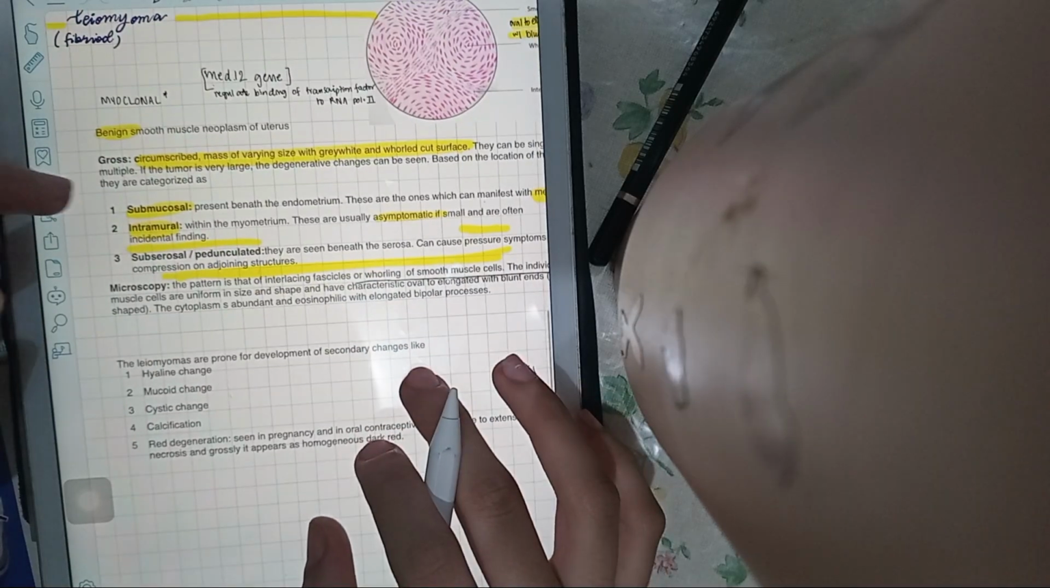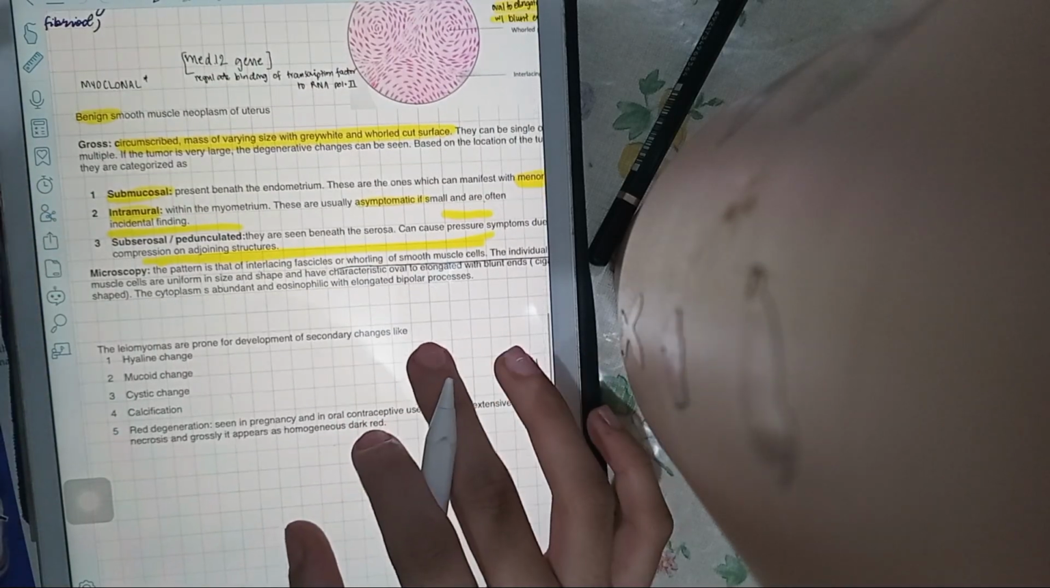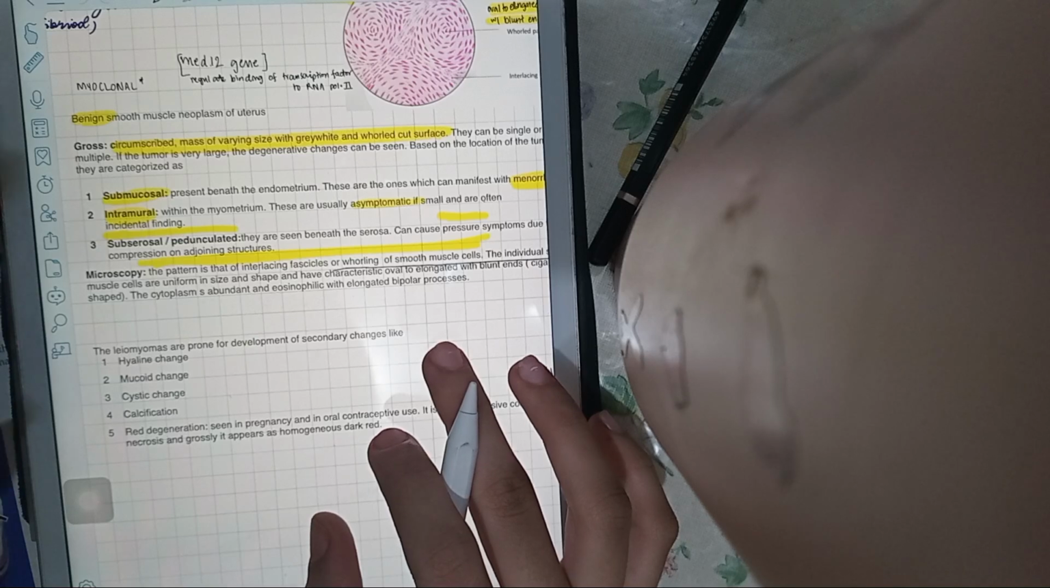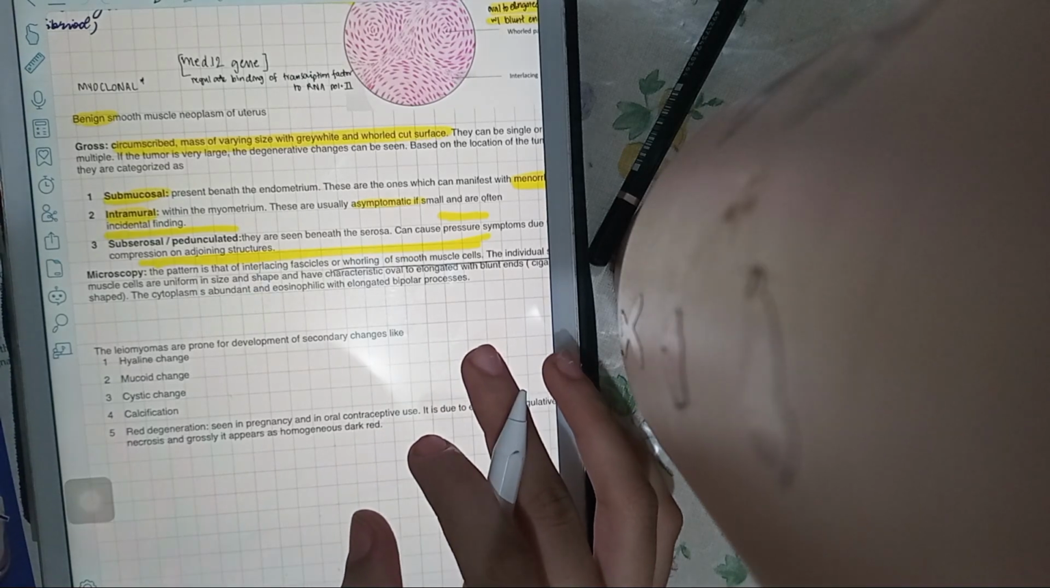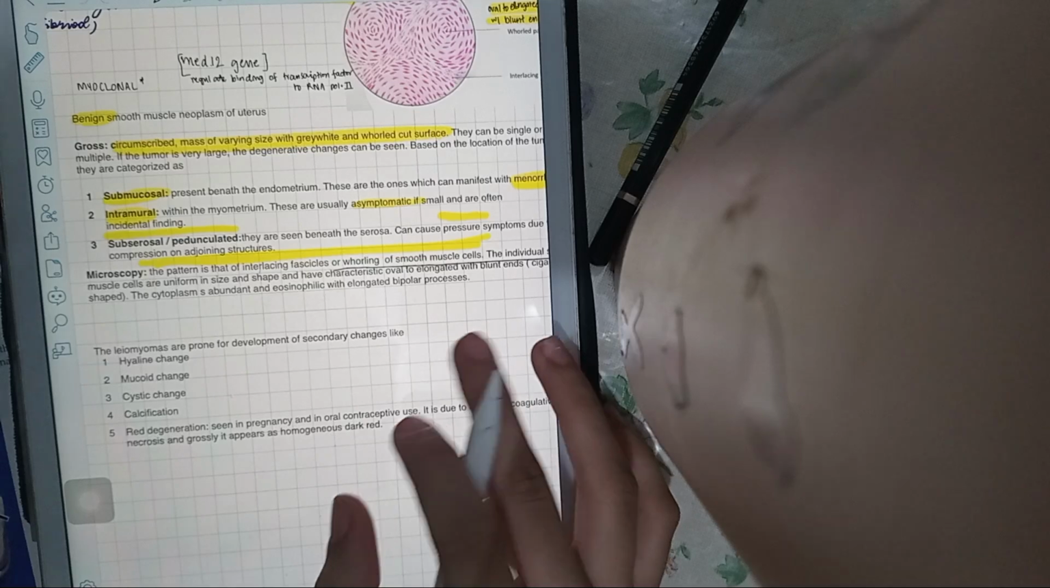First of all, I will talk about the gross structure and then the microscopy. This is usually asked in the exam. This is very important, they will ask you gross and microscopy. Then I will also tell you what's written in the book so that we can correlate these two things.